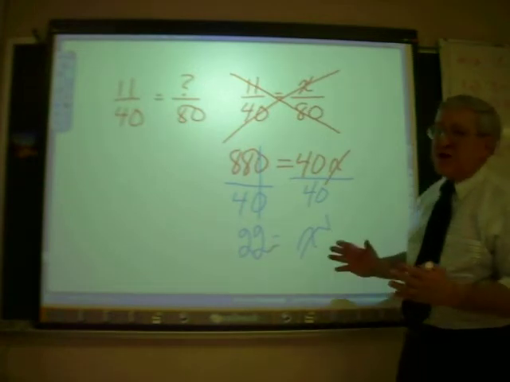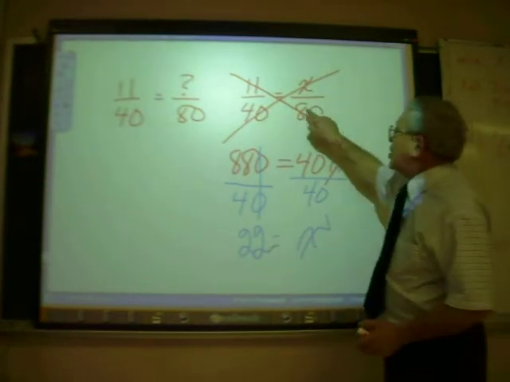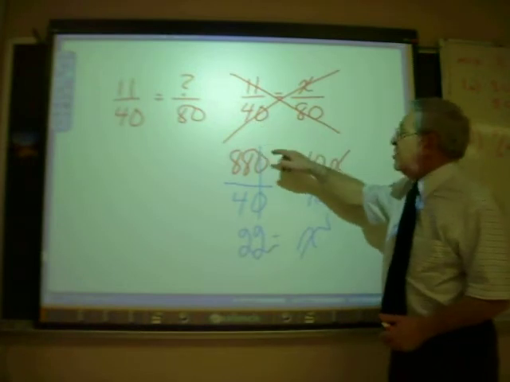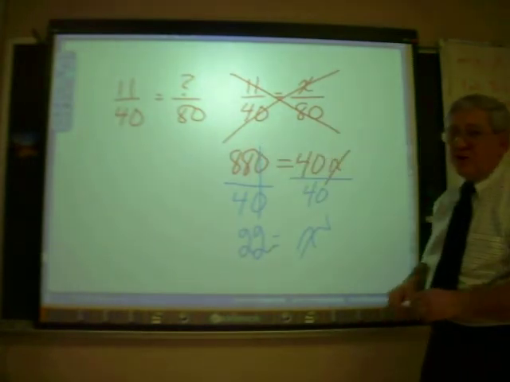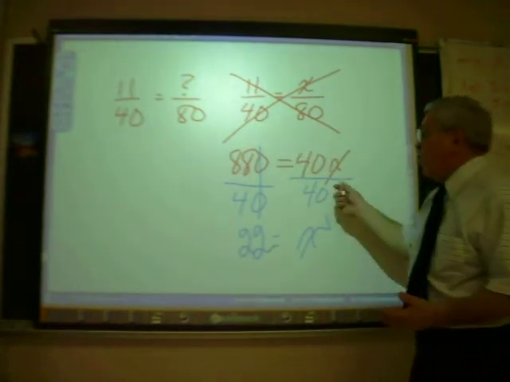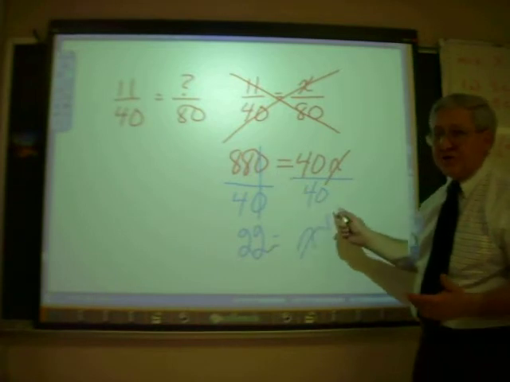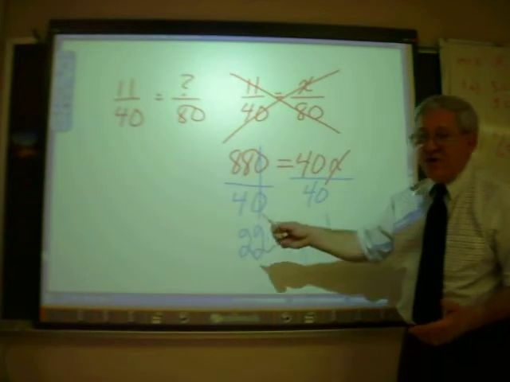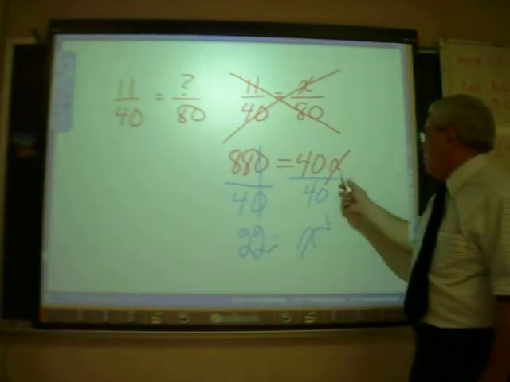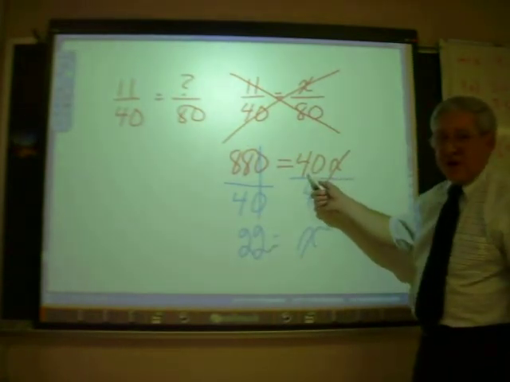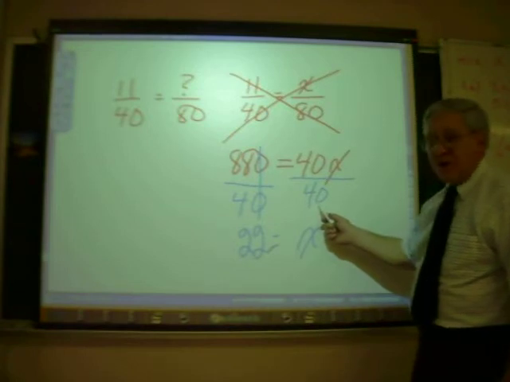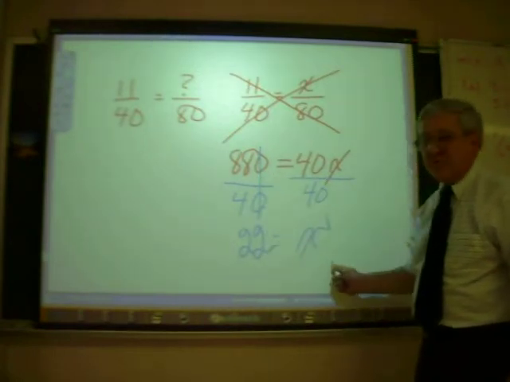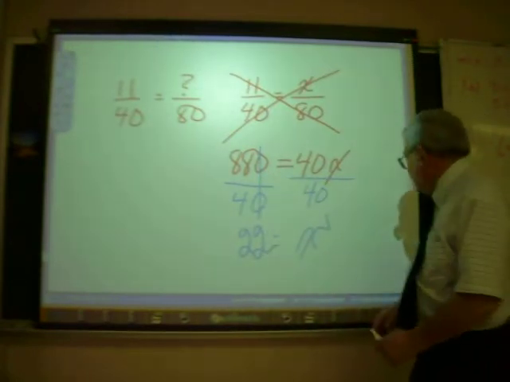Now it does not make any difference where the unknown quantity is. When you cross multiply, you will always get a one-step multiplication equation to solve. The X may be on this side, it may be on that side. Whatever side it's on, whatever is being multiplied by it, you divide by it, and you will solve the proportion very quickly.